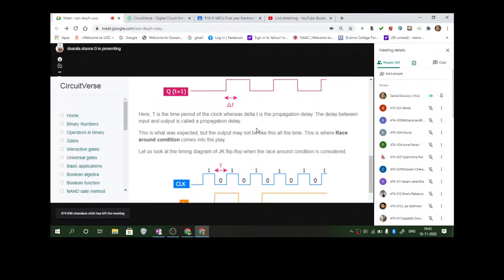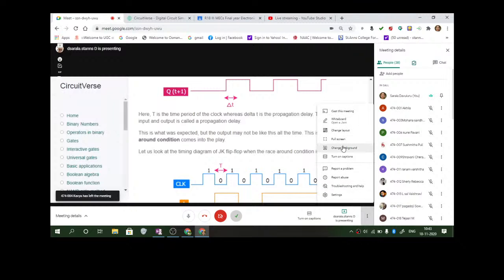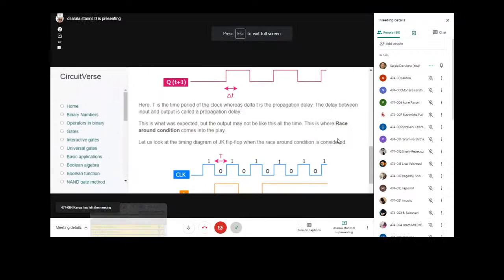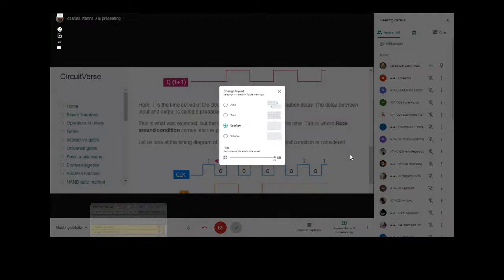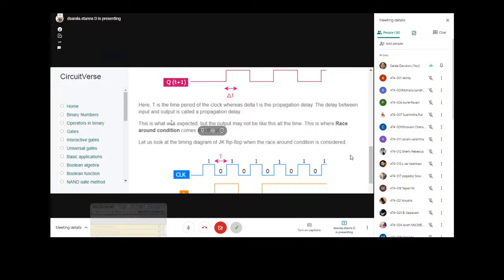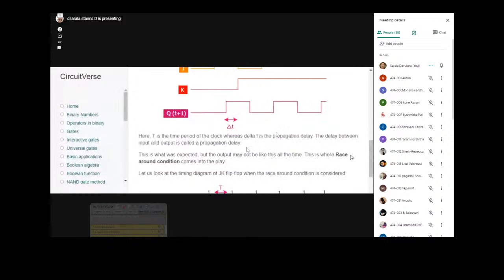T refers to the time period. When you represent a small quantity, generally we represent it by a very small time period. For such conditions, the time period is considered to be very small, small delta T tending almost to 0. When you do that, this is what was expected, but the output may not always be the same. So this is called a race around condition.